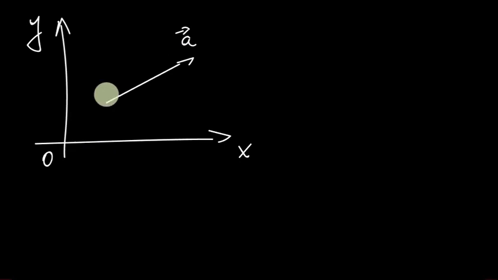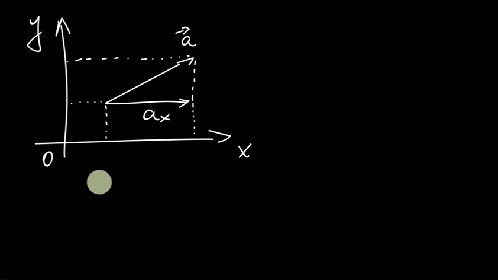Now, a projection is, so this is the start of a vector. Let's say we want to know the projection of vector A on the x-axis. We need to draw a line here. This is the x projection of vector A. Now, this would be the projection on y. So that's how you draw vector projections.